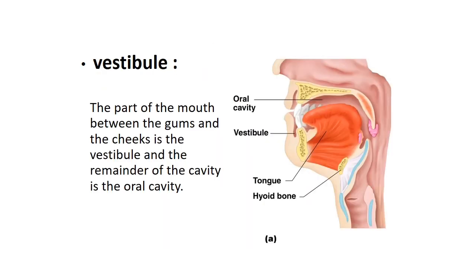Now the vestibule. What is the vestibule? It is a part of the mouth located between the gums and cheeks. That area is the vestibule, and the remainder of the cavity is the oral cavity. Okay, between the gums and cheeks there is an area which is called a vestibule.